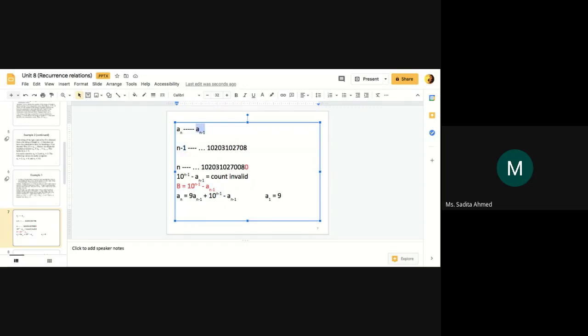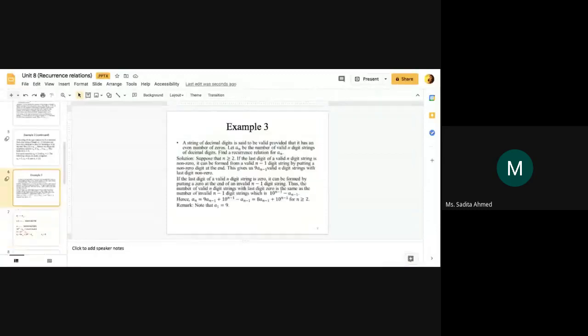And what is an minus 1, guys? The count of the total number of decimal digit strings of length n minus 1 which are valid. And what do we mean by valid? Read the question again. What does it mean to be valid? That the total number of zeros in the decimal digit string will be even. There will be an even number of zeros in the decimal digit string.